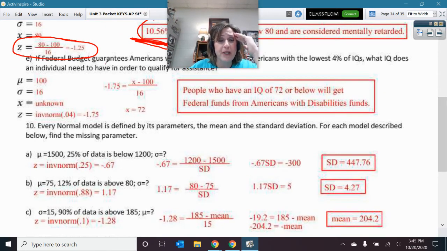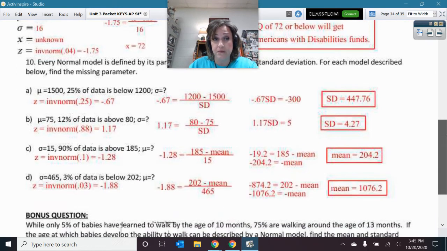That happens here with the budget. Look, the people who have an IQ of 72 or below are going to get funded. So only the bottom 4%. So look, there's the people from an IQ of 72 to 80 that are mentally retarded, that are classified as that, who are not getting funded.